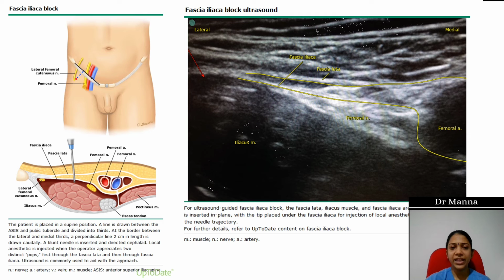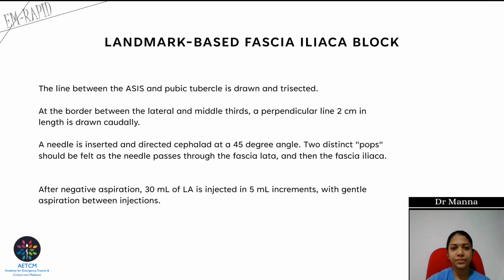So here we can see the image. We can see the fascia lata and fascia iliaca. When we are puncturing, we will be puncturing both the fascias and we will be going into the iliacus muscle. Just above the iliacus muscle, we will be giving the local anesthetic as shown in this pictorial representation. We will be giving it below both fascias. While we are inserting through these two fascias, we will get two pop-like feelings.